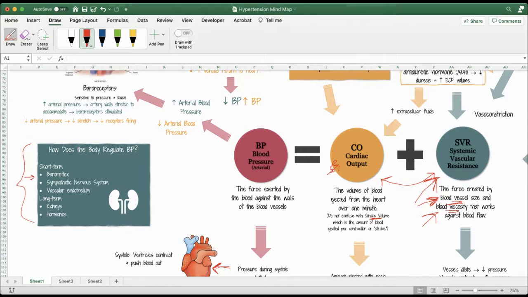These first three ways, the baroreflex, the sympathetic nervous system, and the vascular endothelium, happen fairly quickly, in terms of when something happens to the body or when we need the blood pressure to go up or go down. These three things happen very, very quickly.